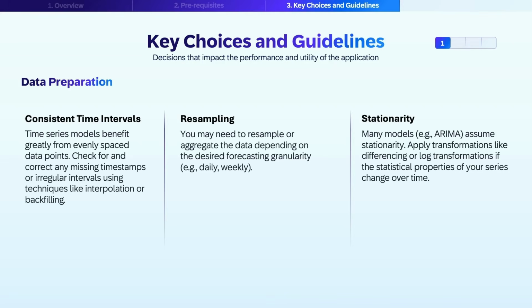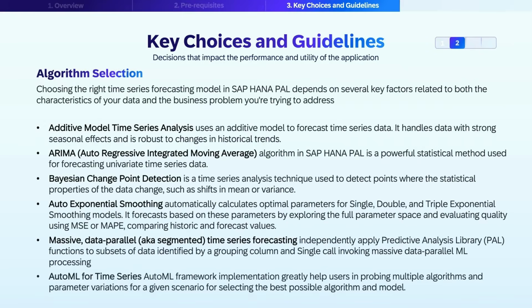SAP HANA Predictive Analysis Library offers a wide range of time series forecasting algorithms. Choosing the right time series forecasting model in SAP HANA Predictive Analysis Library depends upon several key factors related to both the characteristics of your data and the business problem you're trying to address. Some of the commonly used algorithms are as follows.